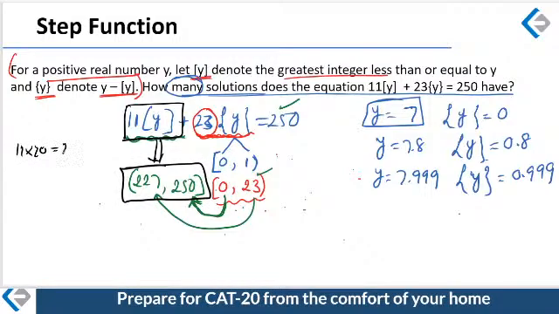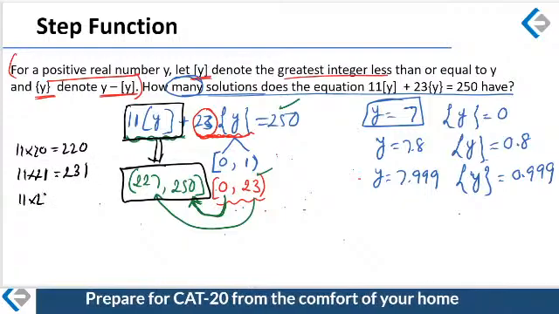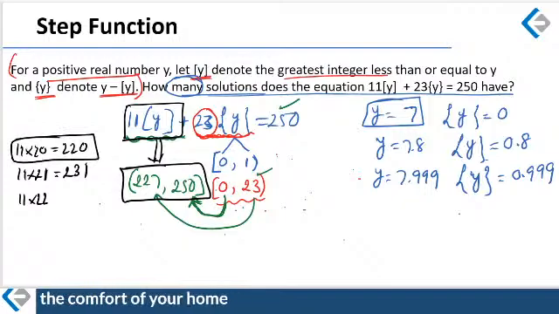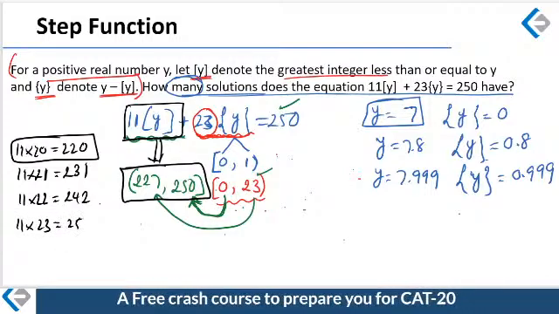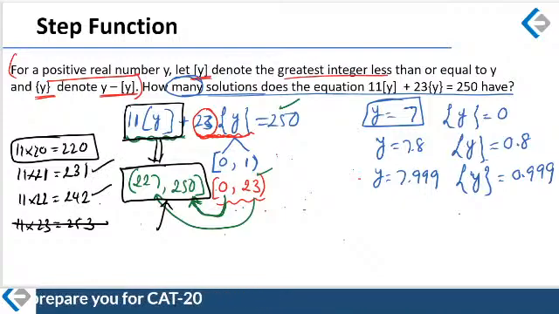11 into 20 is 220. That is not in this range. 11 into 21, that is nothing but 231. 11 into 22, this is the benchmark, this flashes in your mind in no time. 11 into 22 is nothing but 242. 11 into 23 becomes 253. Now 253 is out of this range, because I have only till 250. Therefore I can have 242 as one number, 231 as the other number. How many solutions? Therefore only two solutions, that's it, over.